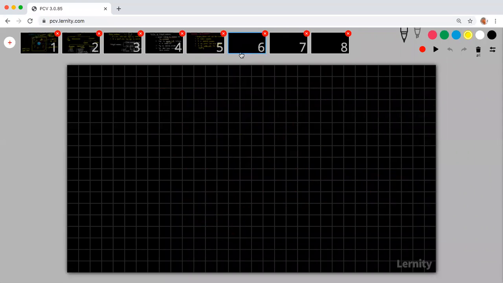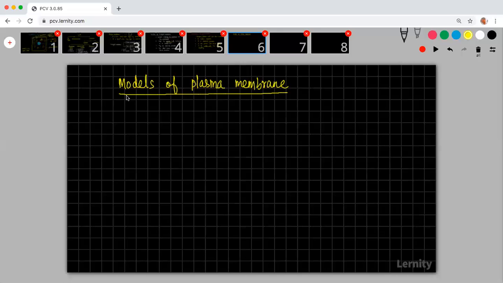Okay, so there are three models of the plasma membrane. How will this plasma membrane look? What will be the model in which the plasma membrane functions? All membranes will look similar only. There were different scientists who proposed different models. What are those three models?